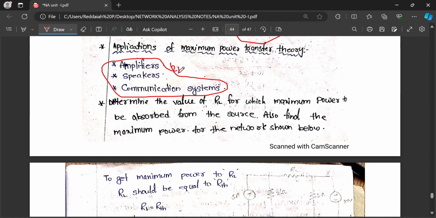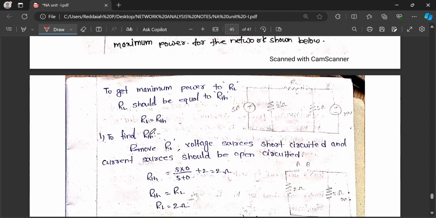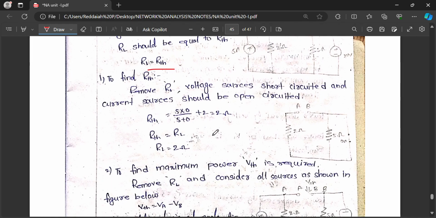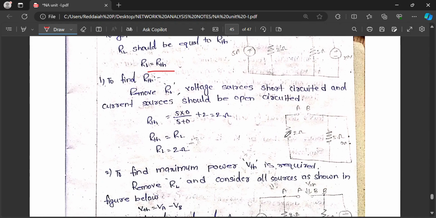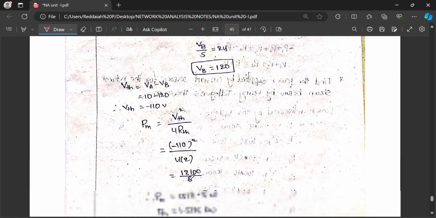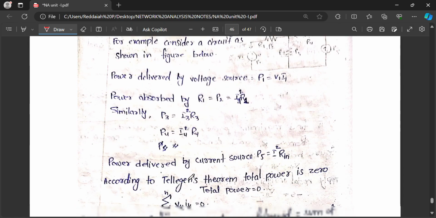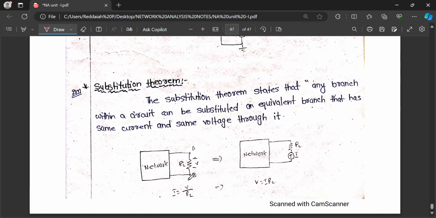By using the maximum power transfer theorem, amplifiers, speakers, communication systems all work. What are the applications? A 2 marks question. Define maximum power transfer theorem. A 2 marks question will come. Determine the value of RL for which maximum power is absorbed: RL equals RTH, then only maximum power will be delivered. First find out RTH for this. To find RTH, the voltage source will be short circuited. After that we calculate 2 ohm.